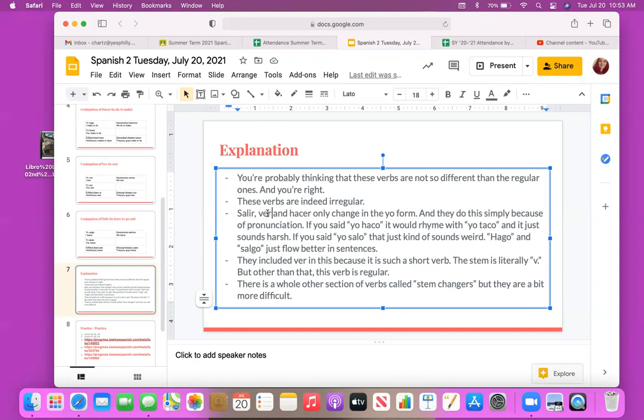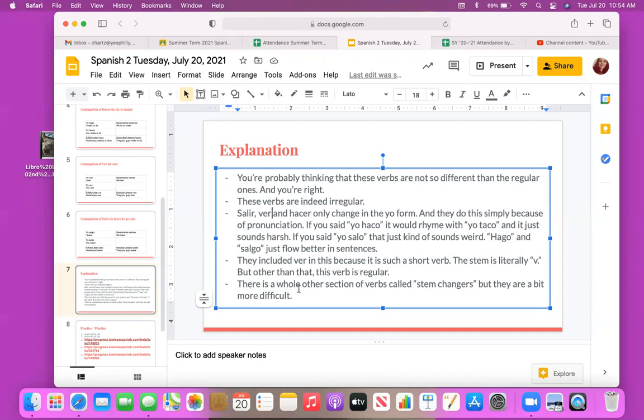It's the same thing with ver. You would say yo vo, and that's just weird too. So they say yo veo because it just flows better. And that is literally the only reason I can think of for why they do this, and that's always what I was told. They also included ver because it's such a short verb. Like I said, the stem is literally V. So other than the veo, the yo form, it's irregular.